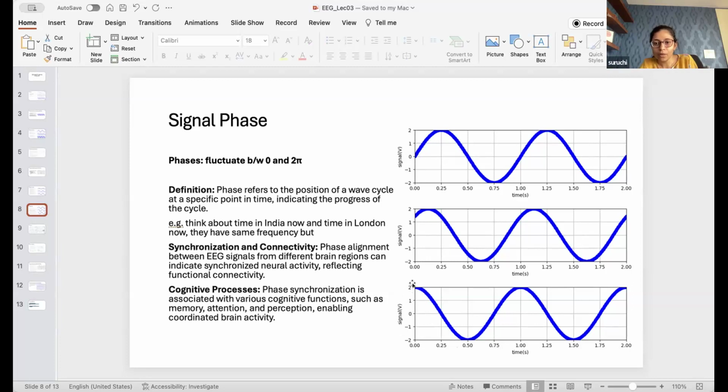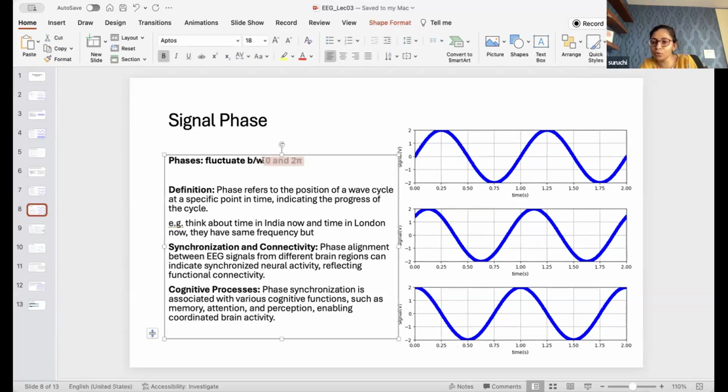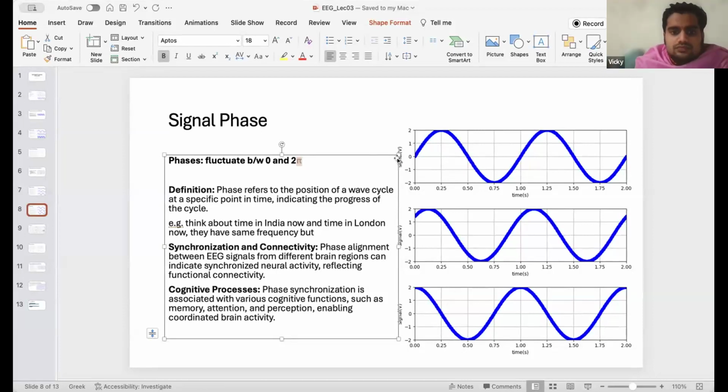And it goes from 0 to 2 pi. If you make the phase 2 pi, it basically goes to the same pattern. If you make it pi, it will basically flip. I'll show you in the notebook. It basically is like how much are we shifting it?